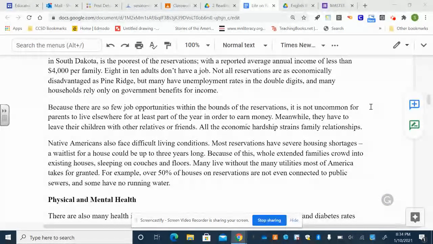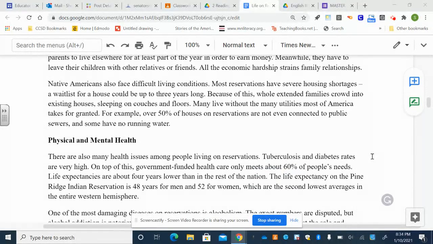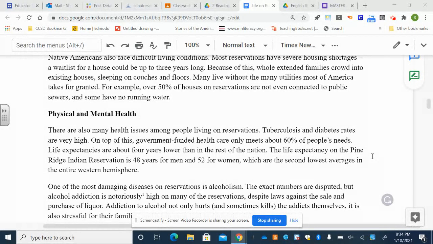Native Americans also face difficult living conditions. Most reservations have severe housing shortages. A wait list for a house could be up to 3 years long. Because of this, whole extended families crowd into existing houses, sleeping on couches and floors. Many live without the utilities most Americans take for granted. For example, over 50% of houses on reservations are not even connected to public sewers, and some have no running water.